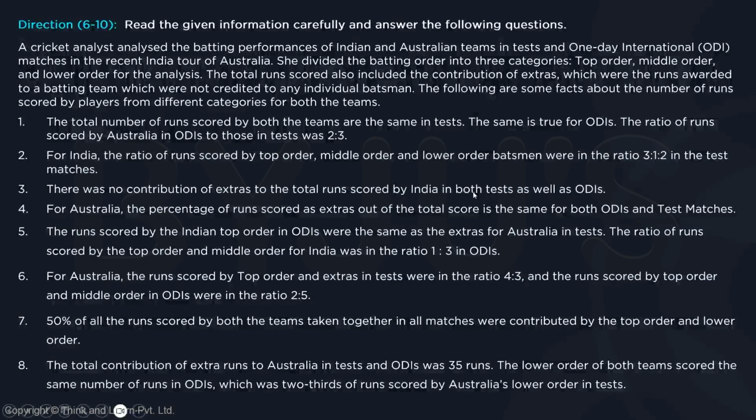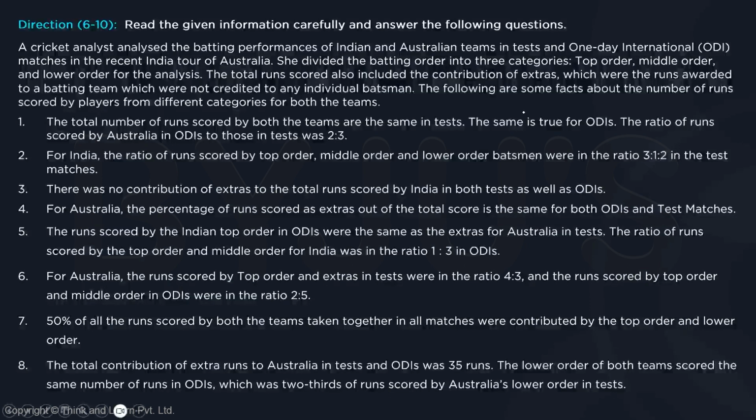Set 2. A cricket analyst analyzed the batting performances of Indian and Australian teams in tests and one-day international matches in the recent India tour of Australia. She divided the batting order into three categories: top order, middle order, and lower order for the analysis. The total runs scored also included the contribution of extras, which were the runs awarded to a batting team, which were not credited to any individual batsman.